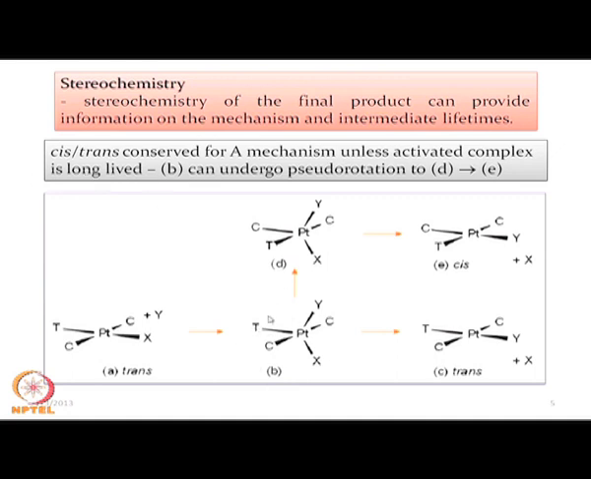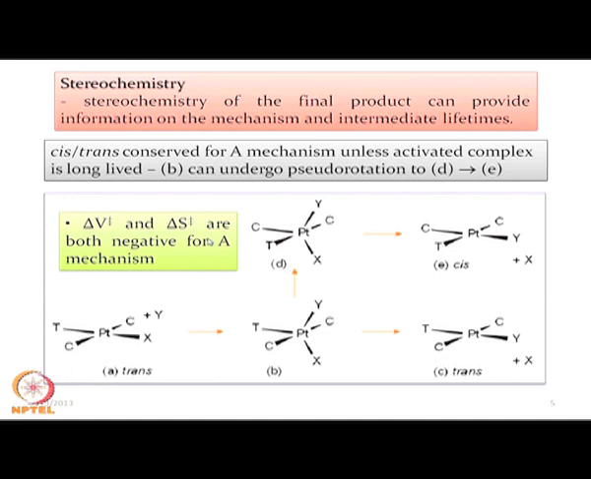So, the mechanism is associative, that means there is an increase in coordination number, that coordination number is moving from 4 to 5, and this has less stability and lifetime, immediately it is moving towards the product. But if the activated complex, the trigonal bipyramidal complex, is a long lived species, the B can move to D and ultimately D will give rise to the cis product. That is why the D is transforming to E.